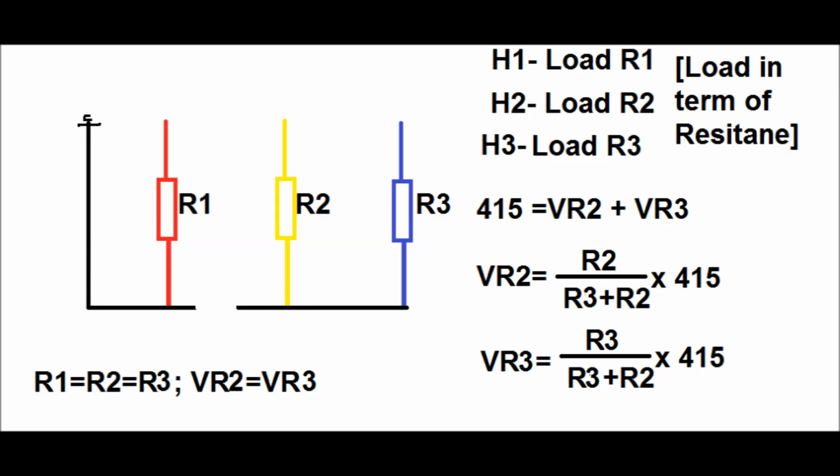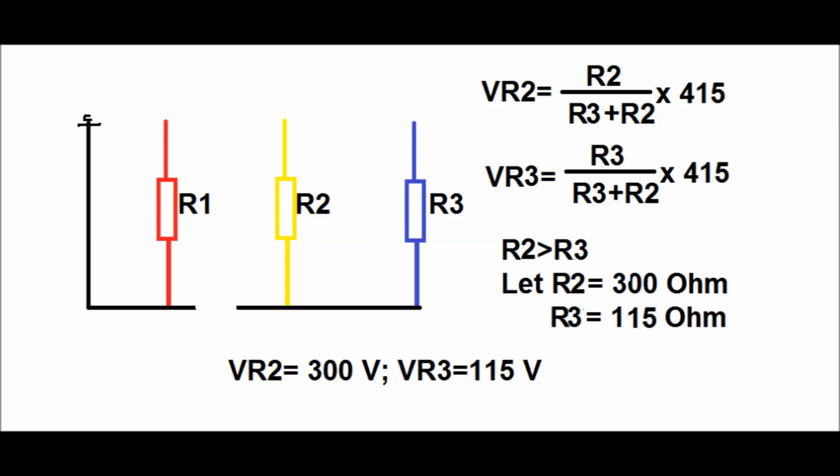If all the household loads are the same, that is R1 is equal to R2 is equal to R3, then VR2 is equal to VR3. Since VR2 plus VR3 is equal to 415 volt, there is no problem for household 2 and household 3, as each will sense a voltage of 207.5 volt.